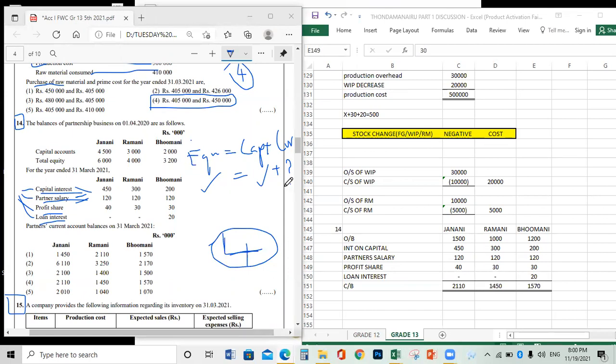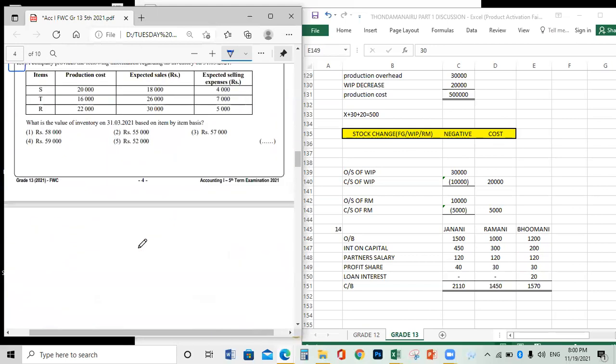Wait, there's a question. Miss, suppose they have not mentioned whether interest on capital is taken from opening or closing balance, which balance should we take? Opening. If they haven't mentioned, take from opening. If it's closing, they will mention. So that is done. Question 14, answer is the fourth one. Now go to the next question.